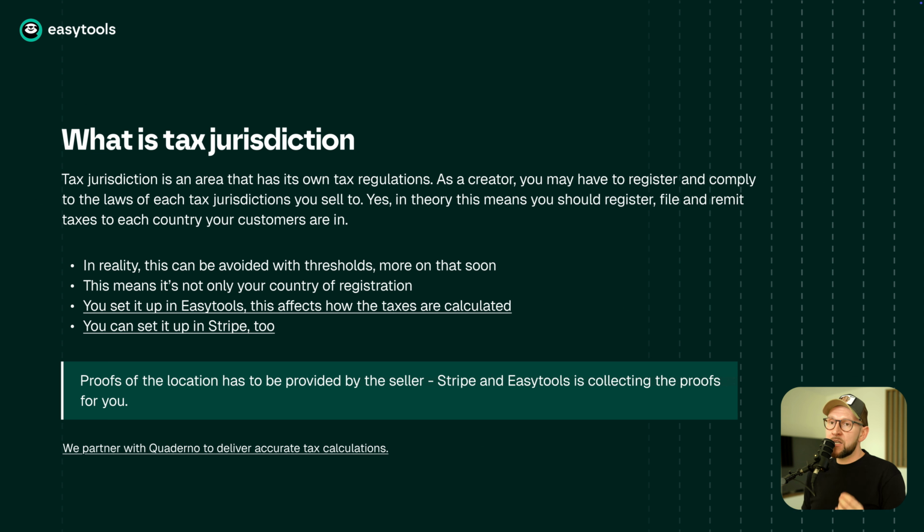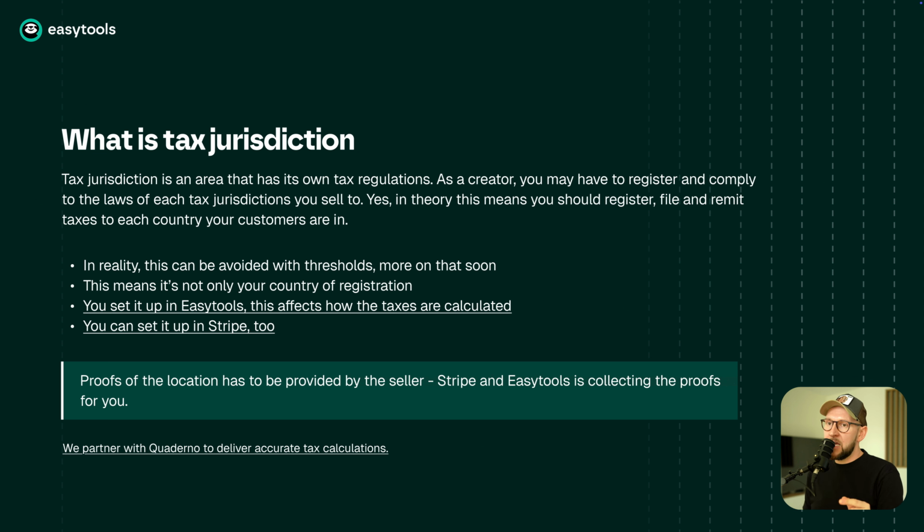So the jurisdiction is not only the country of where you registered your company. This can be any country where you have to register to pay taxes. So you can be registered to different jurisdictions because you have some VAT or GST or sales tax to pay in those jurisdictions. One company, therefore, can be registered in multiple jurisdictions globally. And you can set it all up in Easytools, and this will affect how the taxes are calculated.